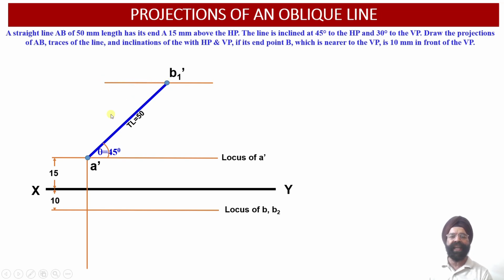Because the apparent length of the line should be smaller than the true length of the line AB over here. Now we have been provided with the information that this true length of 50 millimeter corresponding to this line AB is further inclined with respect to the vertical plane at an angle phi equal to 30 degree. So now we can check.